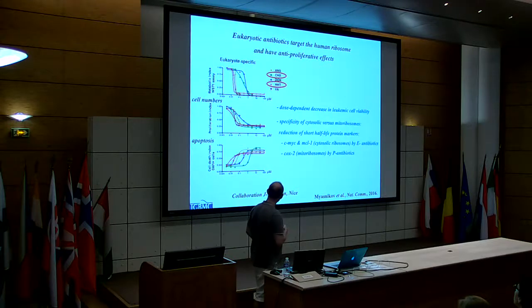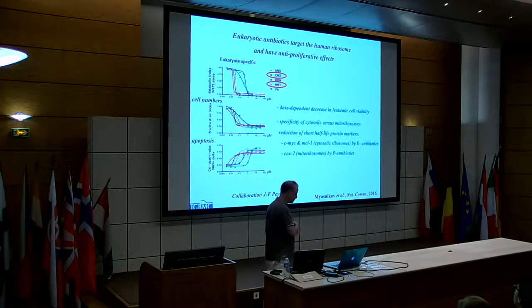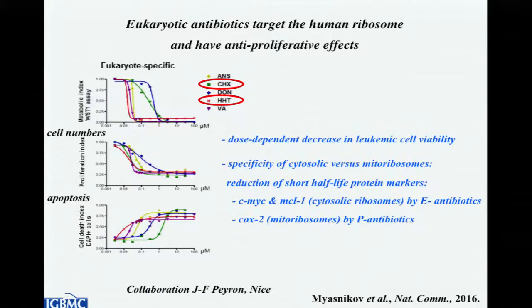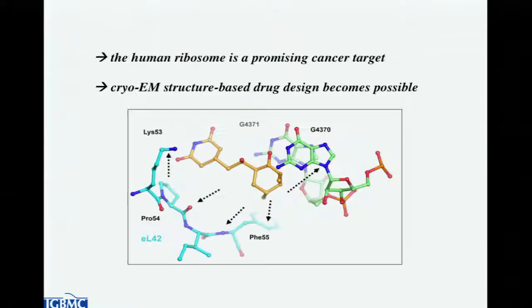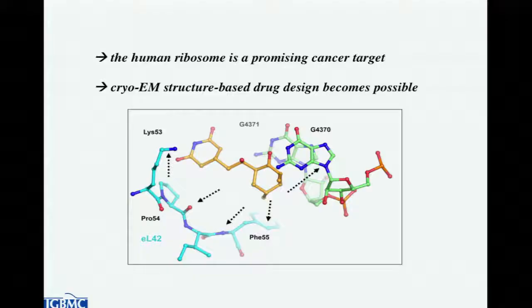And so in collaboration with the group of Jean-François Peyron in Nice, we showed in a recent paper that the human ribosome is a very promising target for cancer research. And from there, we can now start a lot of studies. So two aspects from that part: a promising cancer target, and we could also start and envision structure-based drug design.